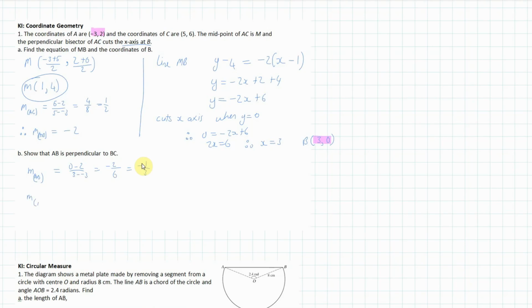And then I'm going to find the gradient of BC. Now, this time I'm dealing with that one. This one here. And C is here. So I'm going to go 6 minus 0 over 5 minus 3 equals 6 over 2 equals 3. And 3 times negative 1/3 equals negative 1, therefore they are perpendicular. That's good.